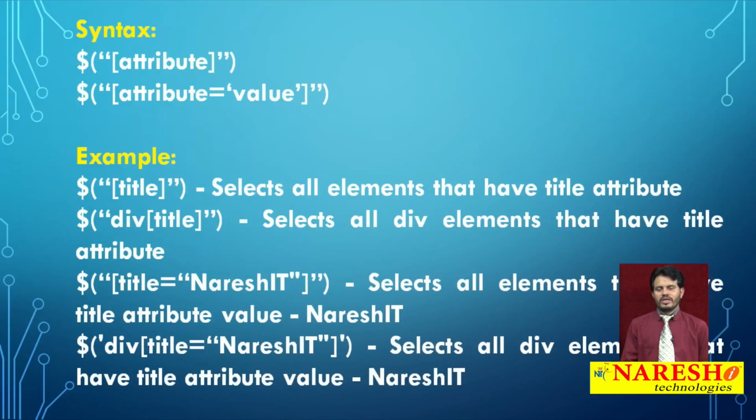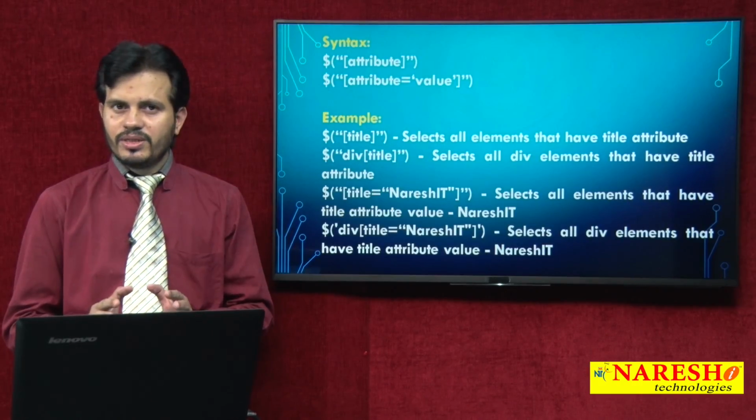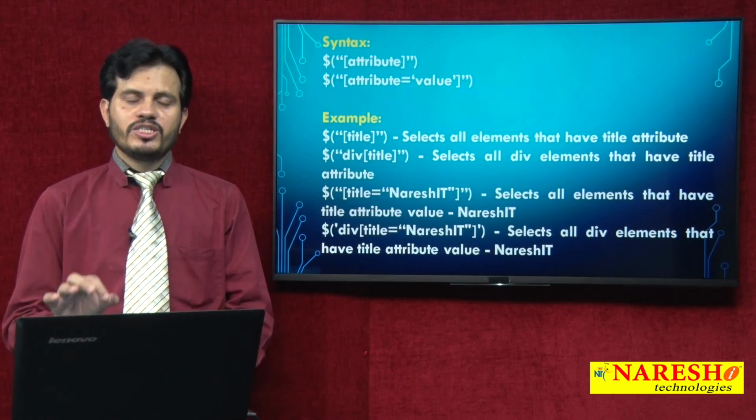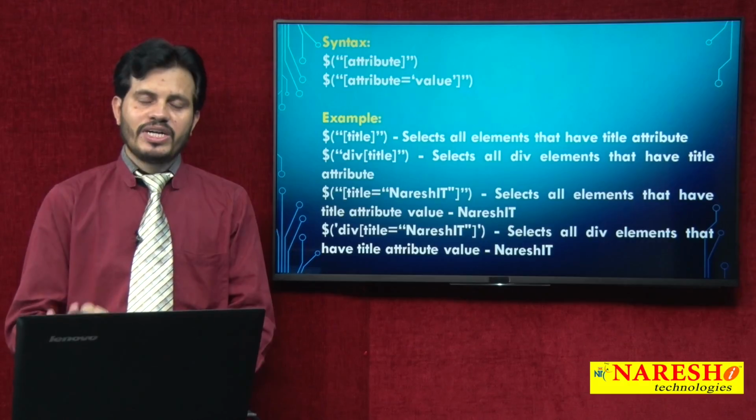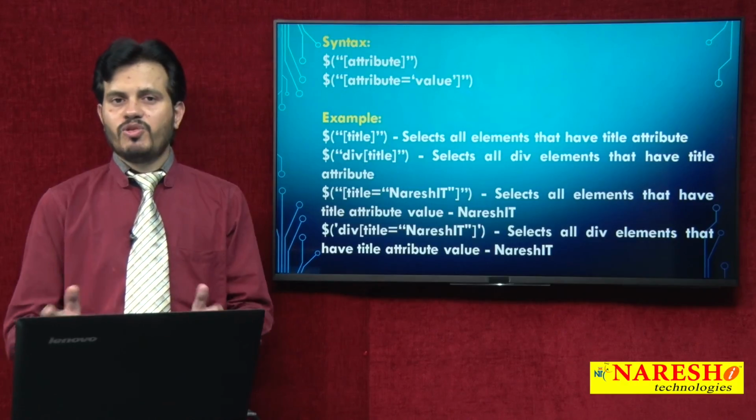So I hope you are able to understand. It selects all the div elements that have a title attribute with the value Naresh IT. In the previous example only title equals Naresh IT was given, and the element was not mentioned. It means any element in the HTML document which has title equals Naresh IT is selected. But in the last example I mentioned div with title equals Naresh IT, so it selects all the div elements which have a title attribute with the value Naresh IT. So those elements will be selected.